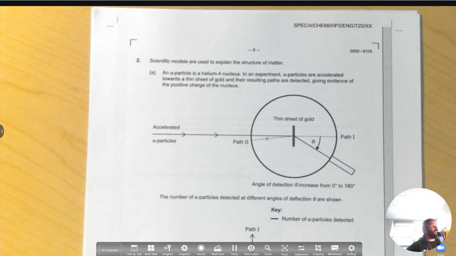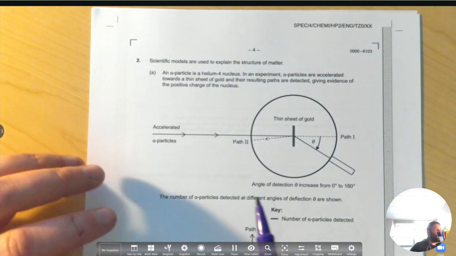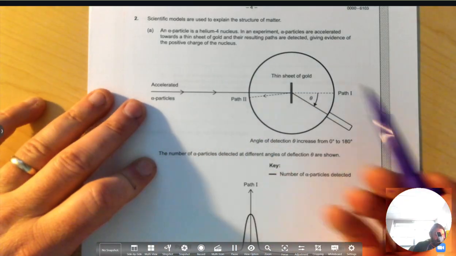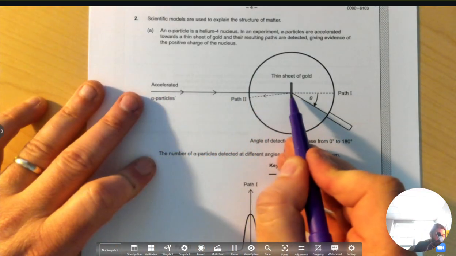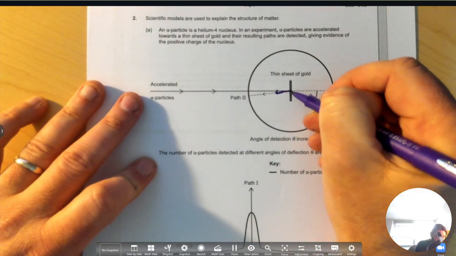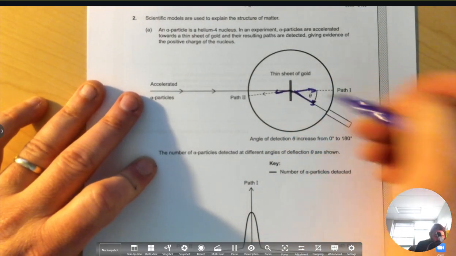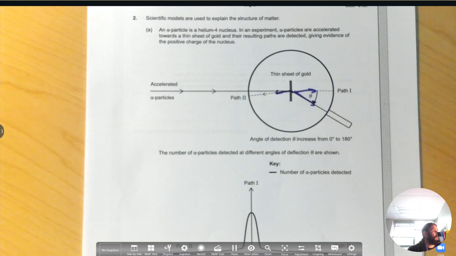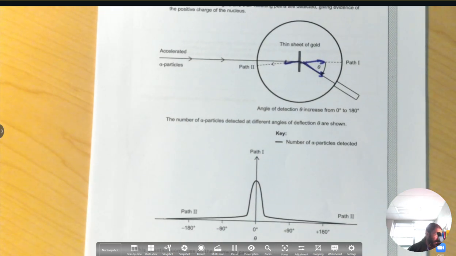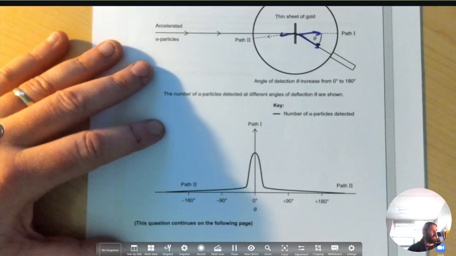All right, so they were accelerated toward a thin sheet of gold, and the paths were detected, giving evidence of the positive charge of the nucleus. Okay, so the number of particles detected at different angles. So let's just look at this thing here. We shoot the alpha particles at a thin sheet of gold. Some get bounced back, some go straight through, and some get that angle from there. All right, so if we look, the number of alpha particles detected at different angles of deflection are shown.